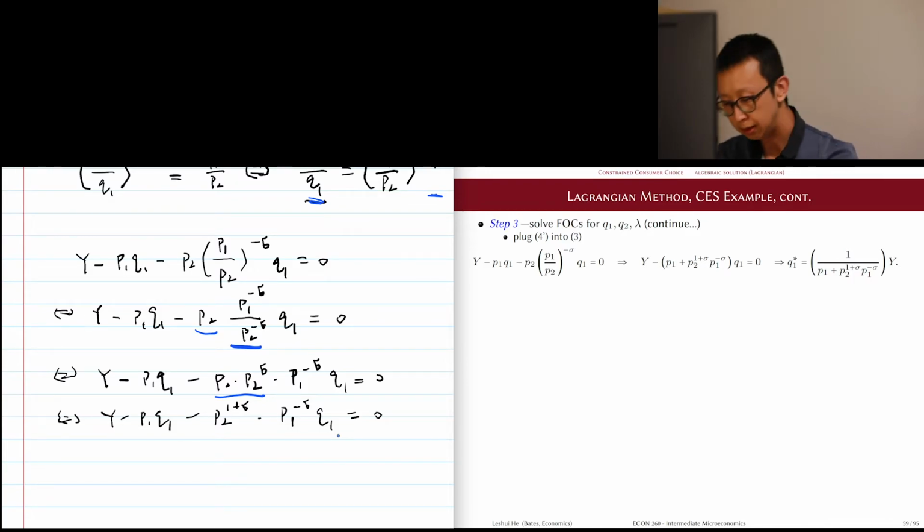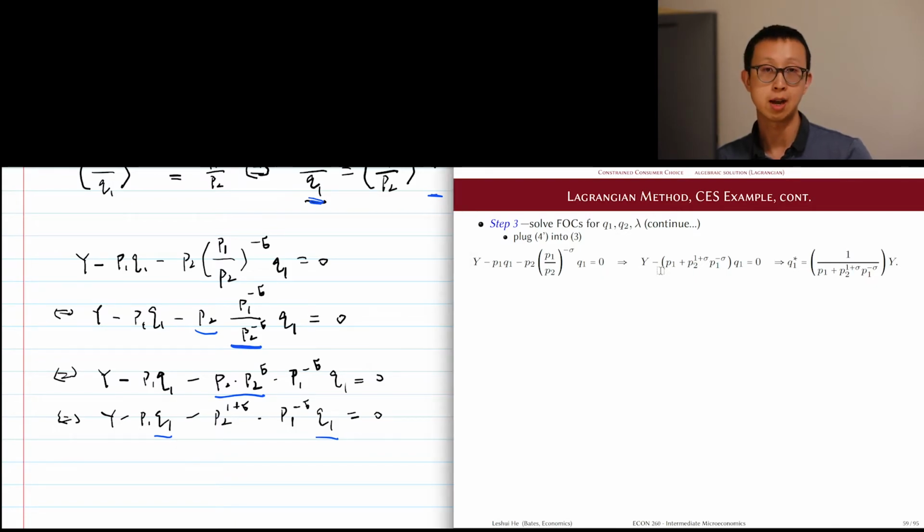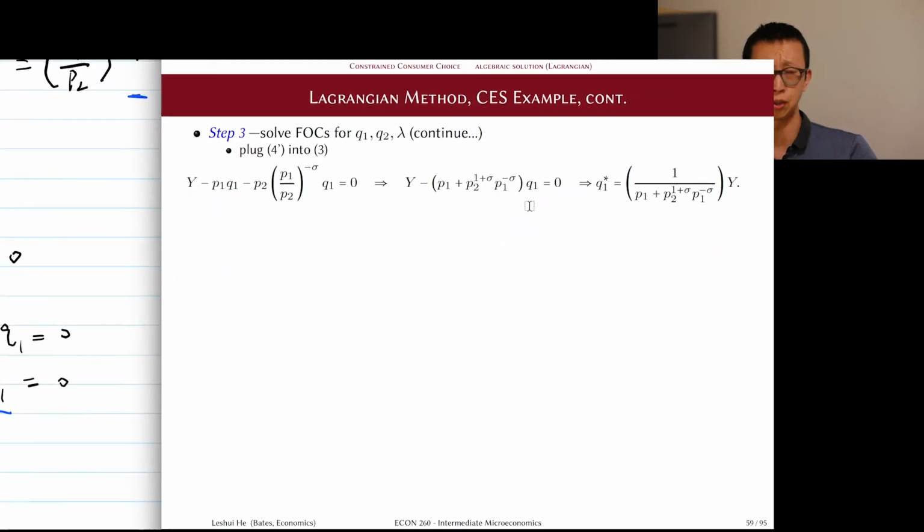Now notice that in the second and third terms, we have a linear term of Q1, which we can factor out. And these are the only places we have the unknown of Q1. So after factoring it out, we have this expression on the slide where the coefficient on Q1 in the second term is just P1, and the coefficient on Q1 in the third term is P2 to the power of 1 plus sigma times P1 to the power of minus sigma. So after pulling Q1 out, we have this expression.